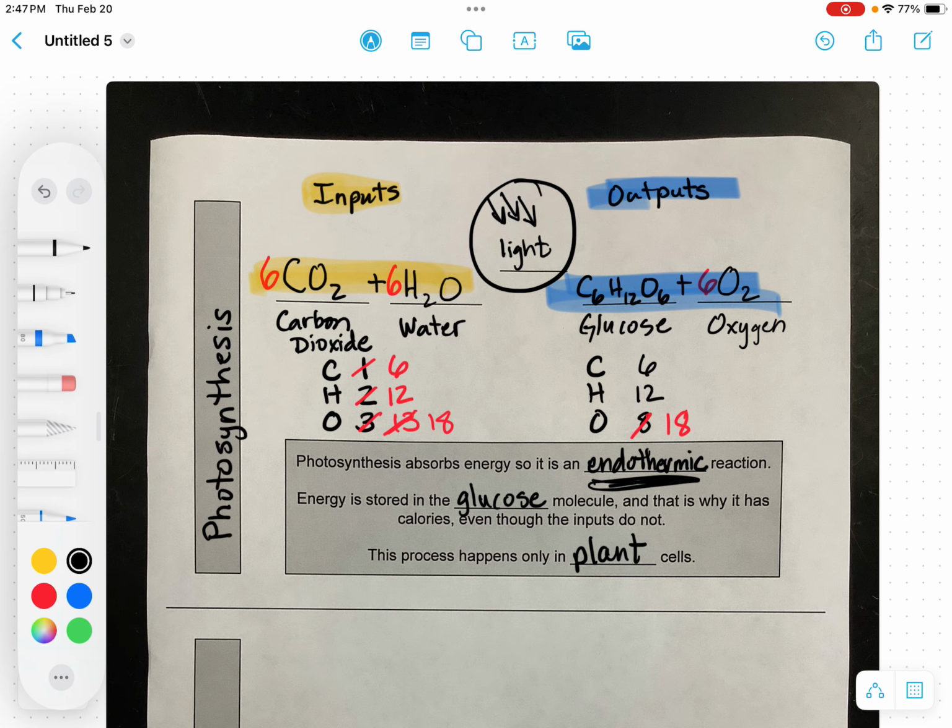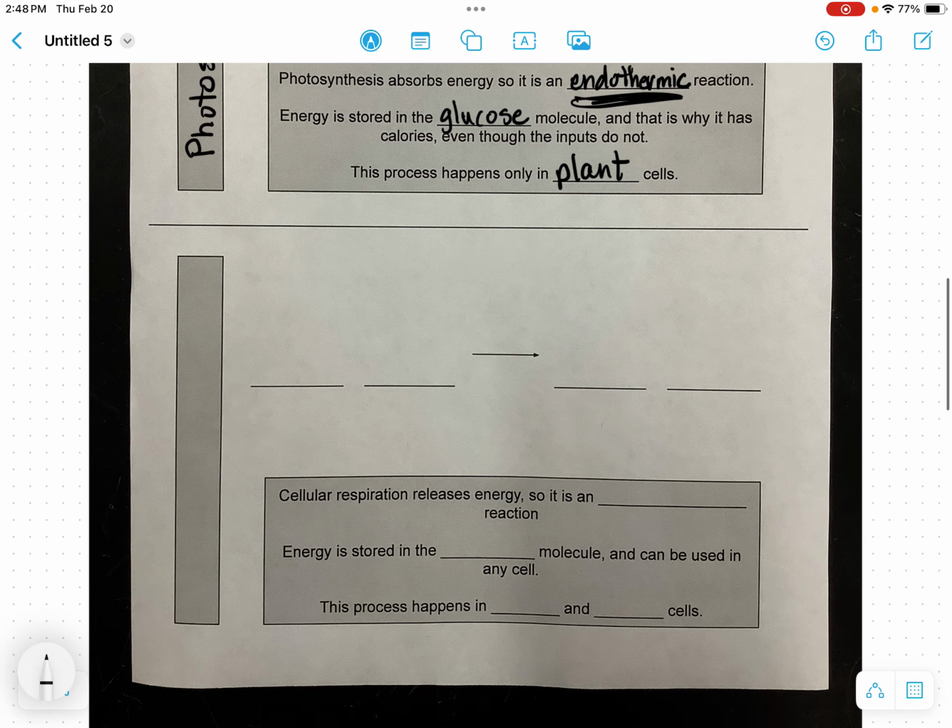All right, so we are going to continue on with our discussion about photosynthesis and cellular respiration. We finished in class a balanced equation with photosynthesis, and now we're going to go to the bottom of the page. And this is where we're going to talk about cellular respiration. So on the left-hand side, let's go ahead and write that.